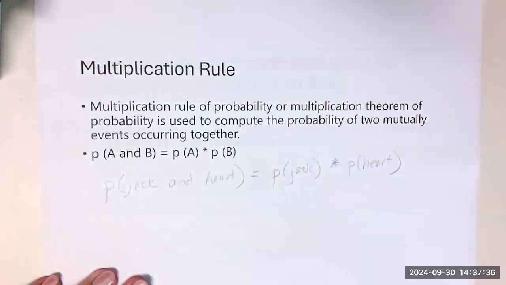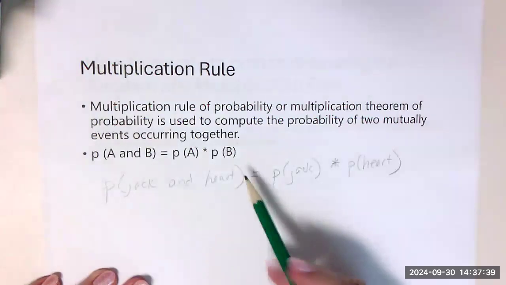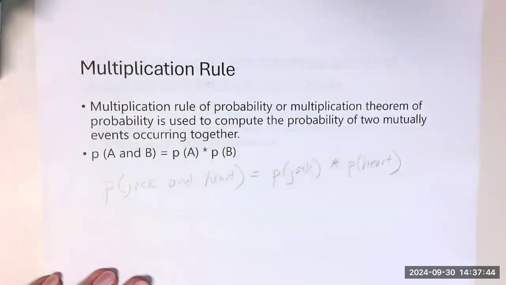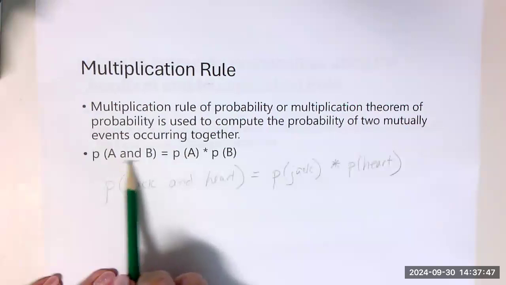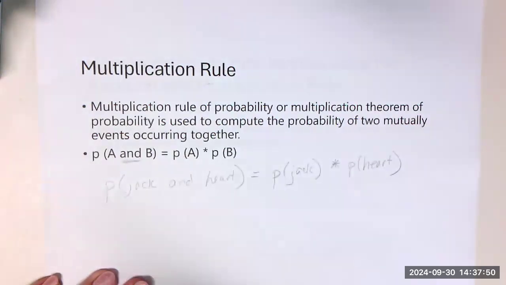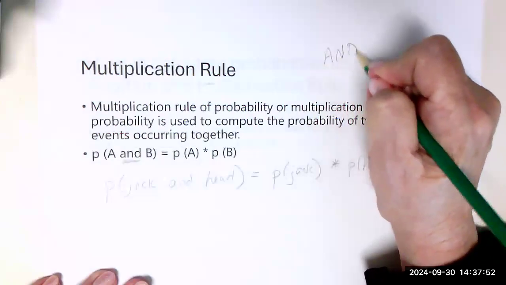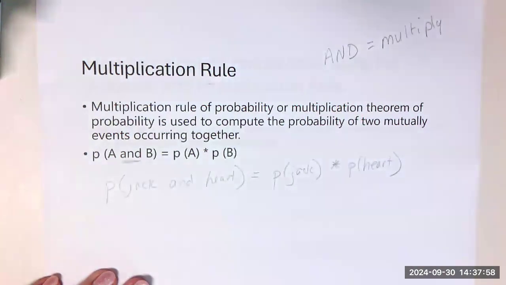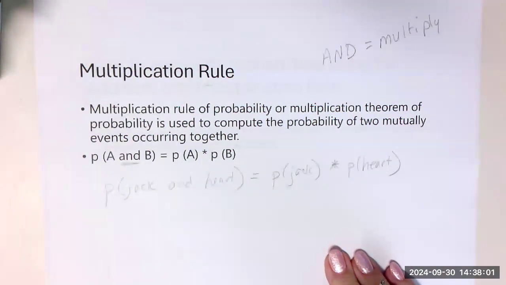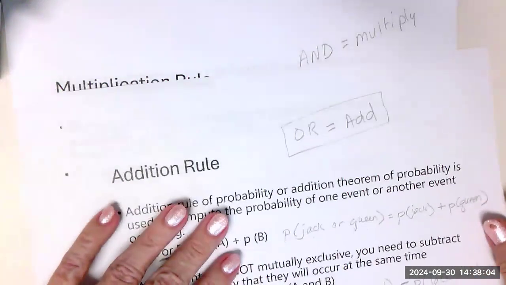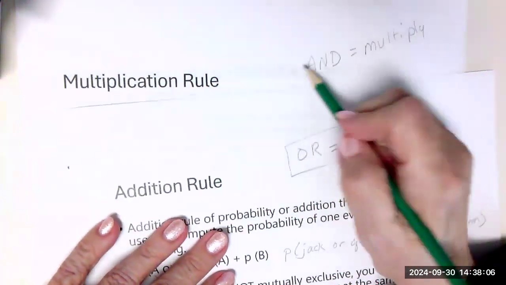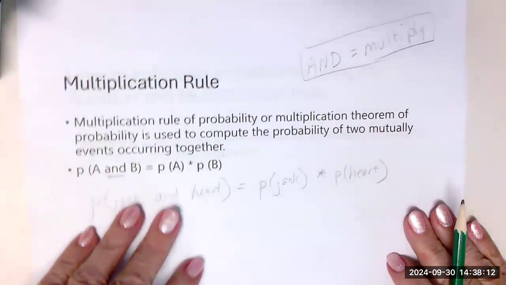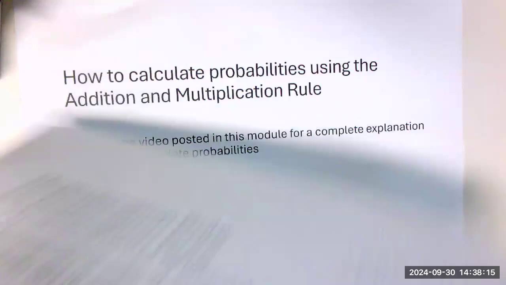It's the multiplication rule. So the main thing to pay attention to here is that when you're applying the multiplication rule, you need to look at the conjunction and it's going to say and. That's kind of confusing. So and means to multiply. And means to multiply. So or means to add, and and means to multiply. It's a little bit confusing, but let's go through some examples and talk it through.